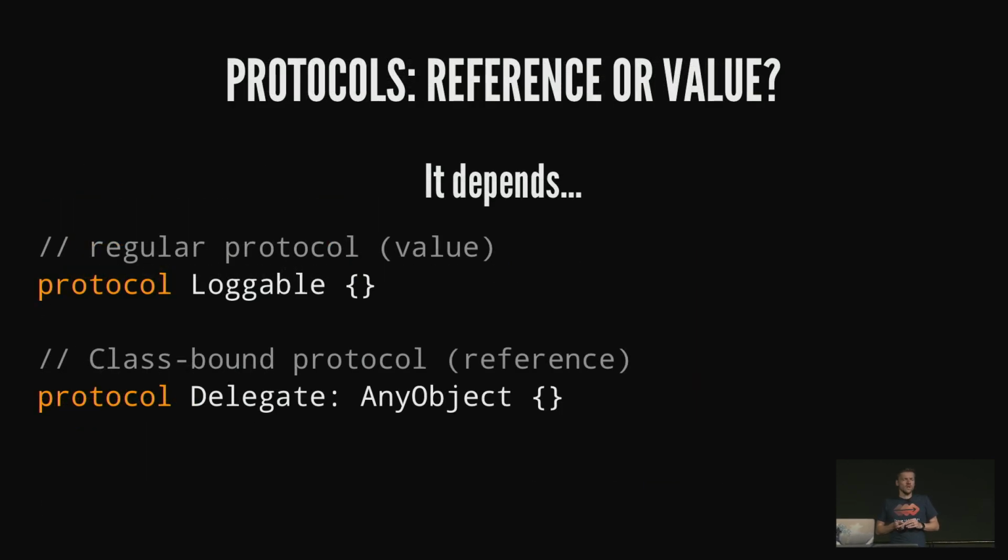So we know that structs and enums are values and classes are references, but what are protocols? Are they values or are they references? Well, the answer is it depends. A regular protocol is actually a value type. It can represent a value type or it can represent a class. But there are also class-bound protocols, so protocols that conform to AnyObject, and those are reference types.